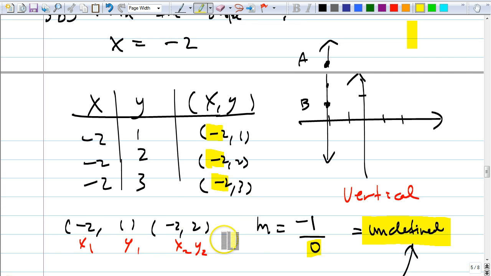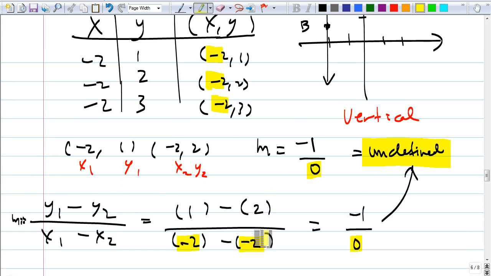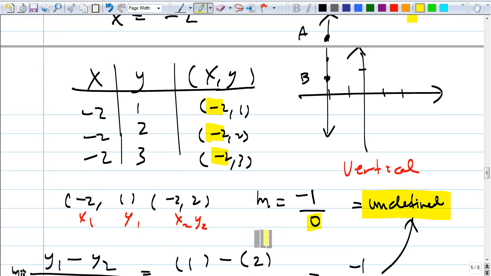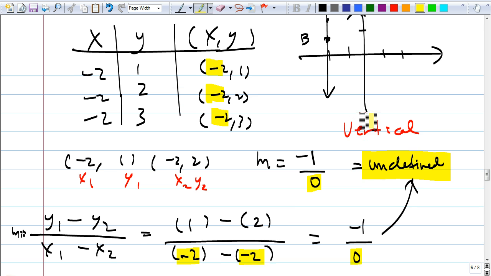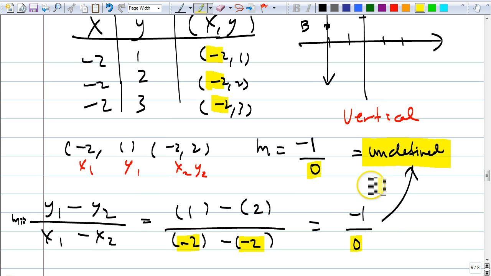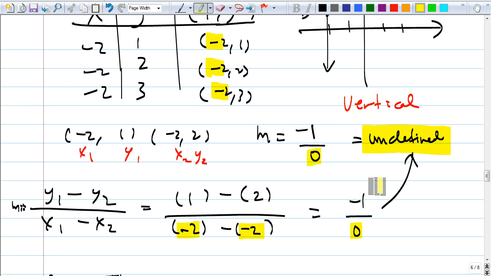Because every time you have rise over run, look at it, to go from A to B, is there any rise? Yes, there is. But is there a run? No. So therefore, it's going to be something over 0. So that's why the slope is undefined. Does that make sense? Any question? Does that make sense?